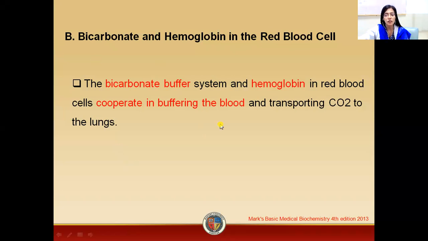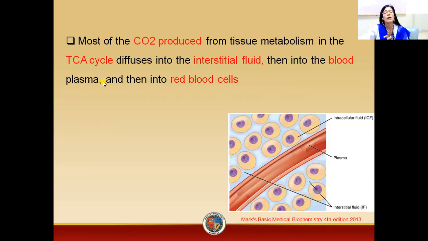blood, and this hemoglobin will actually transport carbon dioxide to the lungs, which we also discussed in our previous part of this lecture. Now, most of the carbon dioxide is produced by the metabolism of the TCA cycle, that is the tricarboxylic acid cycle, and this carbon dioxide from the cell will diffuse into the interstitial fluid, represented by a blue color. Then it will enter the plasma and ultimately the red blood cells.